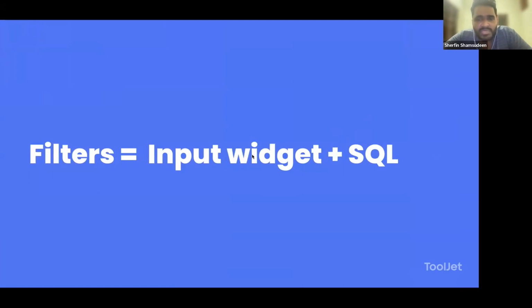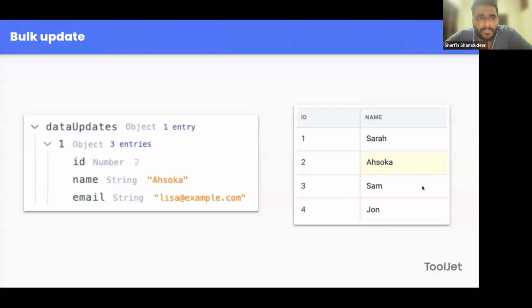Basically, this is the equation for a filter: add any input widget. Here it is a drop-down. It can be an input field, a text field, a text area, a number input, a multi-select, anything. Any input widget will do, plus SQL in the case of PostgreSQL, or whichever data source you are using, its query language, its query mechanism.